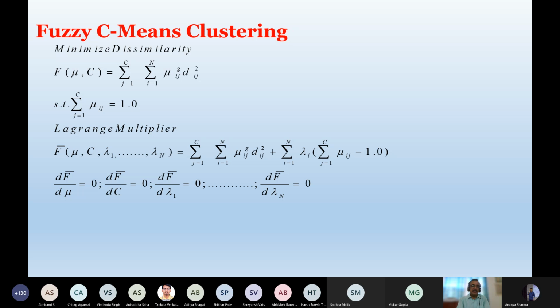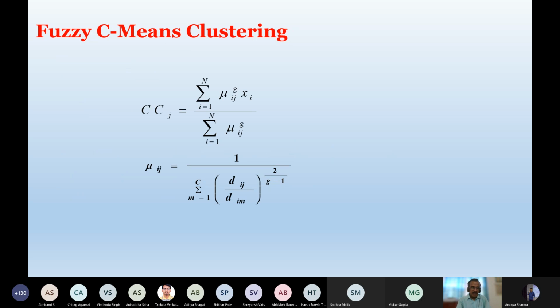Derivative of A prime with respect to c is equal to 0. Derivative of A prime with respect to lambda 1 is equal to 0. And here there are some intermediate terms, and the last term will be derivative of A prime with respect to lambda n is equal to 0. So you'll be getting a set of equations.